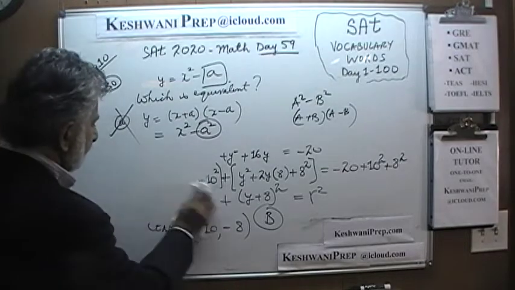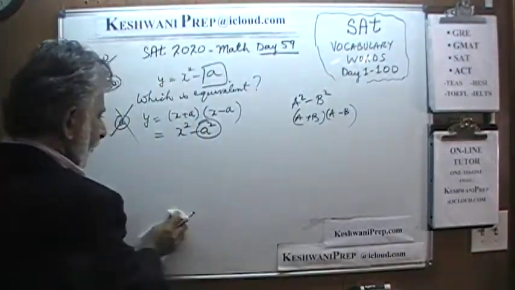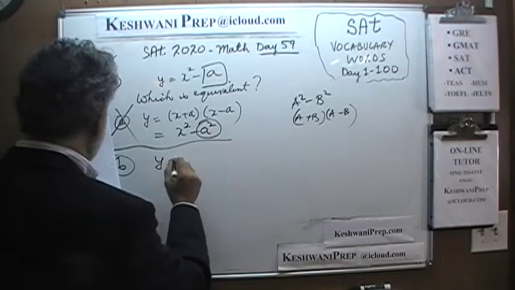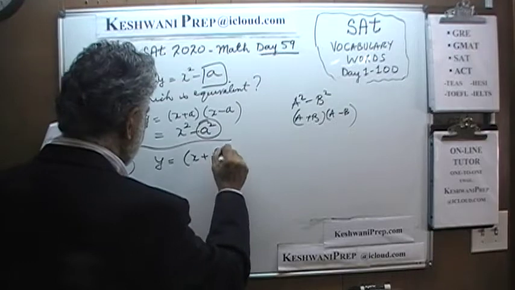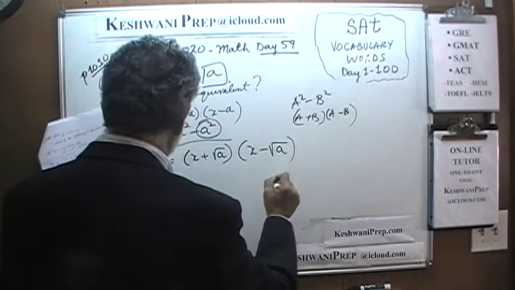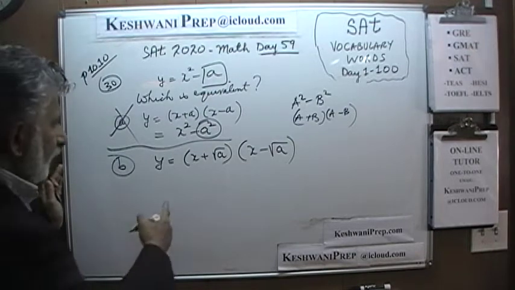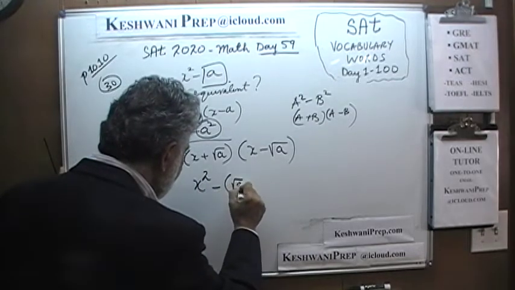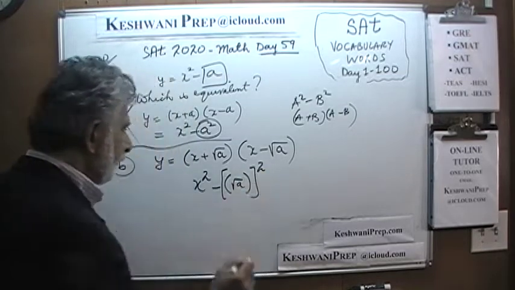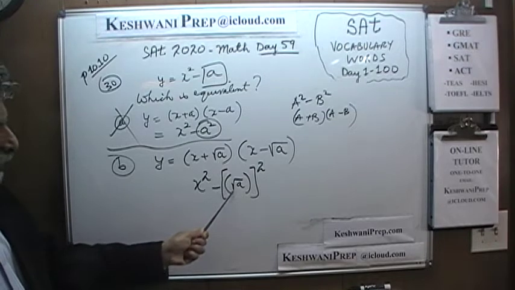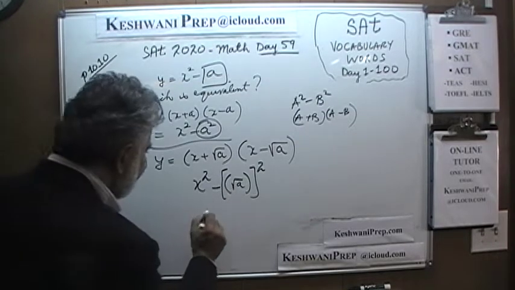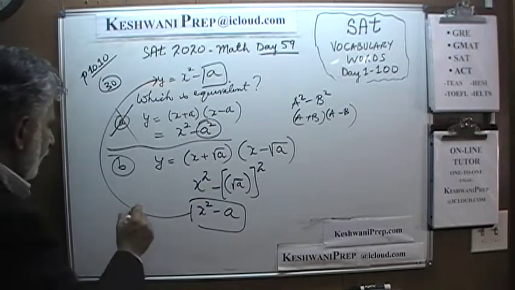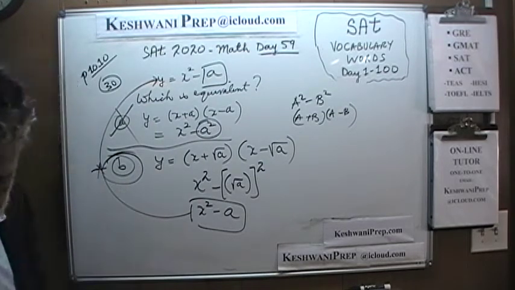Let's look at B. Answer choice B says y is equal to x plus root a times x minus root a. Now what's going to happen is the same as before. When we multiply it out, we're going to get x squared, the middle terms are going to cancel out, minus root a squared. What do you suppose root a squared is? The square of root a is simply a. We end up with x squared minus a, which is exactly what we have here. Therefore, the correct answer is B.